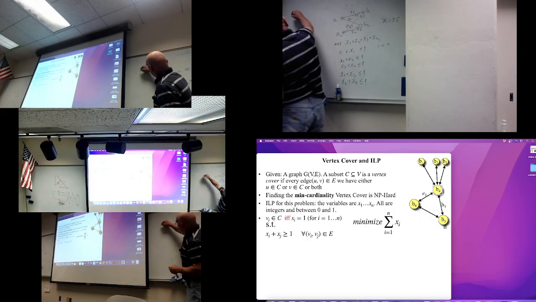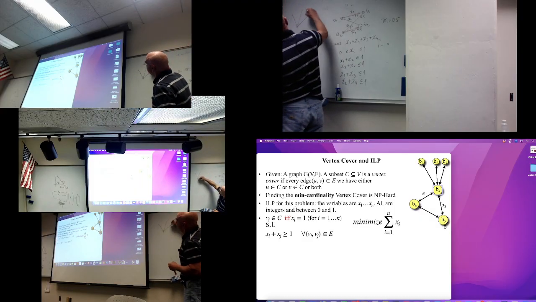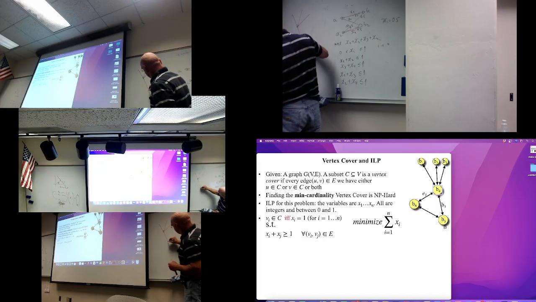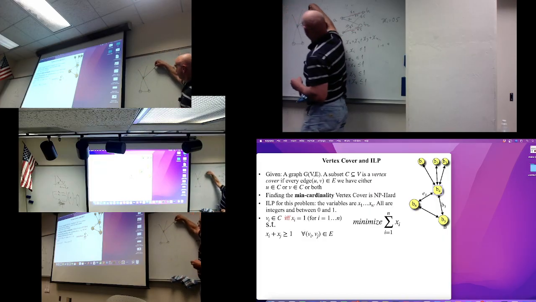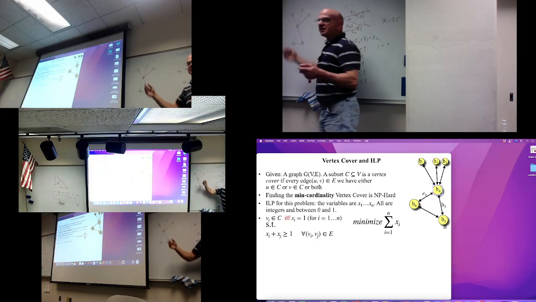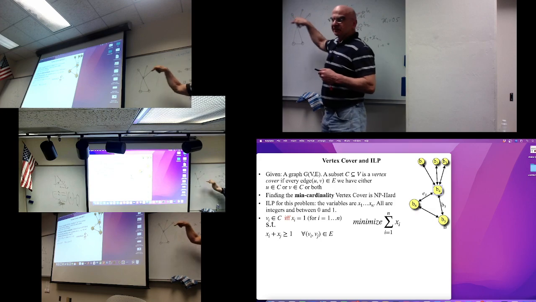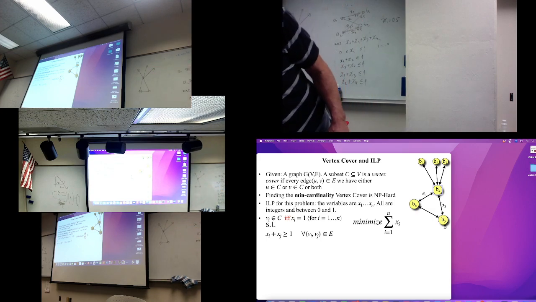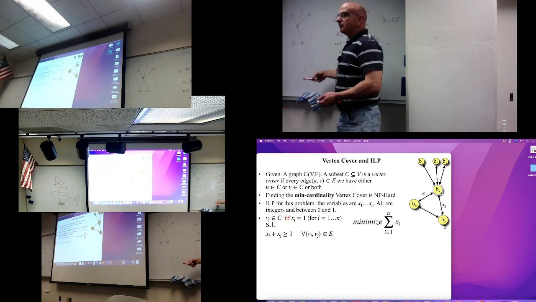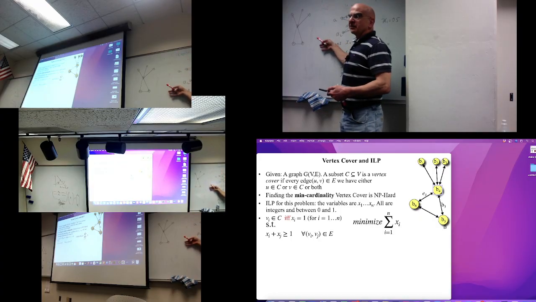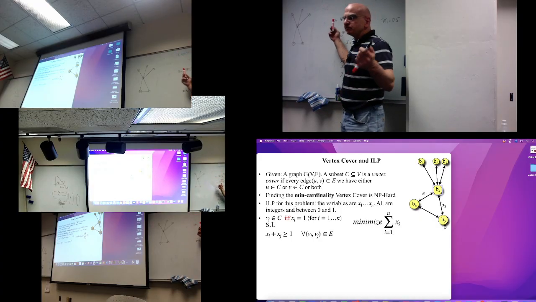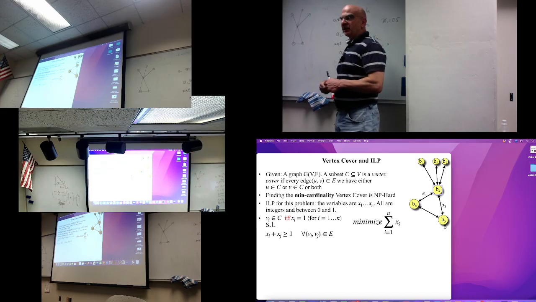Yeah, so here is my graph. And I want to pick a subset of the vertices, like nailing them, so that every edge has at least one nail. Solution one, pick all the vertices. Obviously, you hit all the edges. That will work, but I want to have as few vertices as possible.